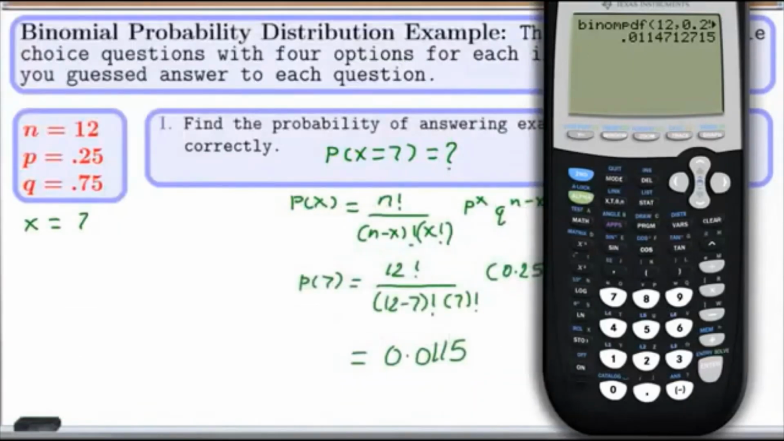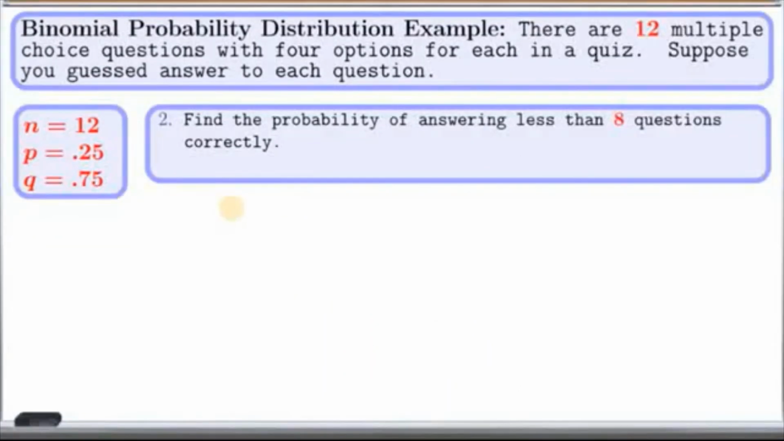Now let's look at another problem. Let's look at this problem here. We are supposed to find the probability of answering less than 8 questions correctly. We are supposed to find this.